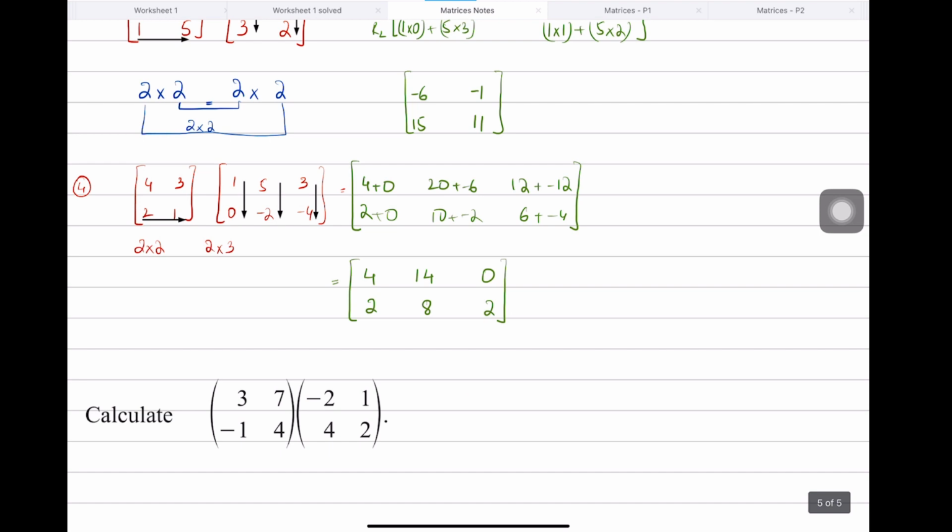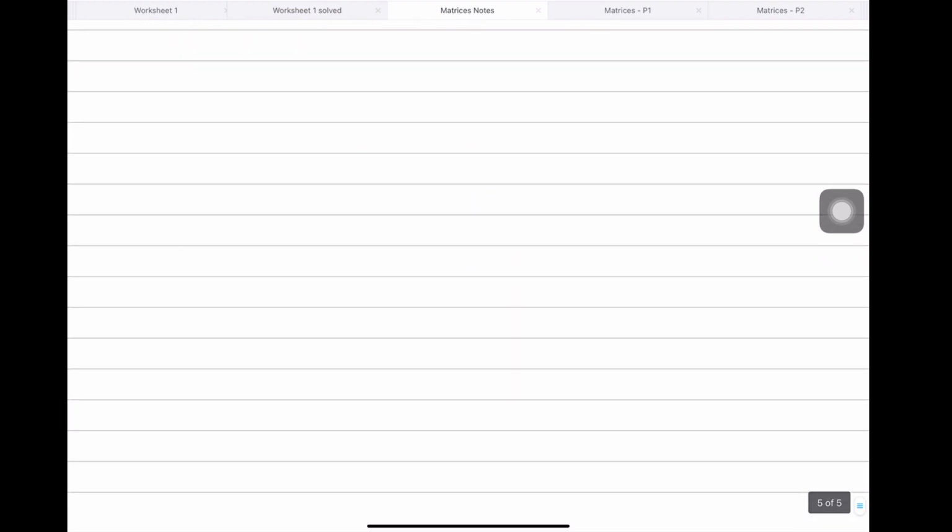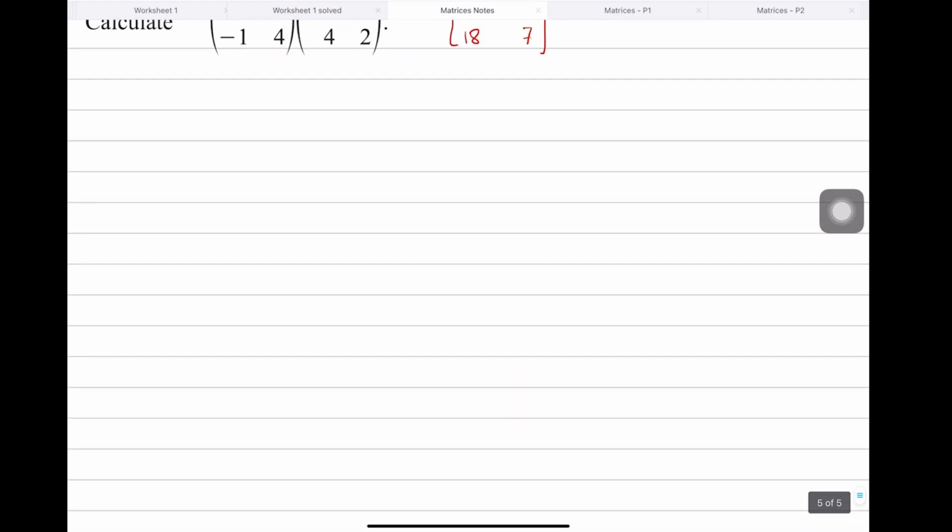22, 17, 18, and 7. I don't know if this is the correct answer. Let me just quickly check if it is. Yep, it is. 22, 17, 18, 7. That is the correct answer. Good job. I hope everyone else is also getting the same answer.